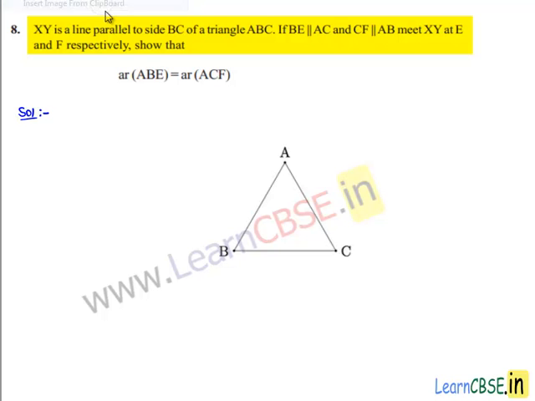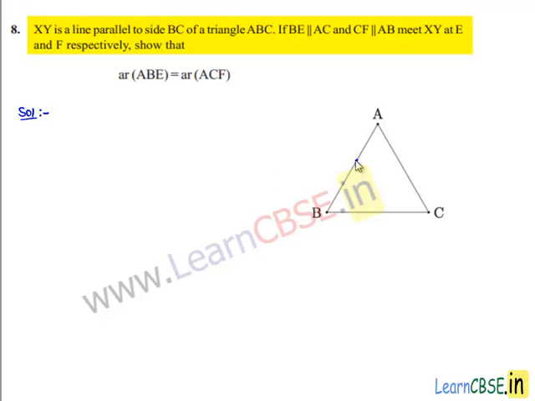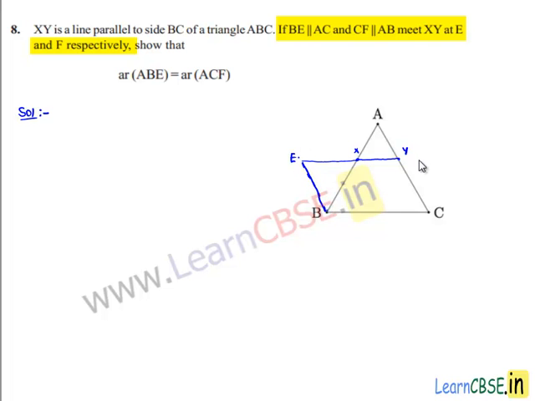Let us consider a triangle ABC as shown in figure. In this, there is a line XY which is parallel to BC, and BE is drawn such that it is parallel to AC. So let us join here BE with X. Now there is also another line CF such that it intersects XY at F.